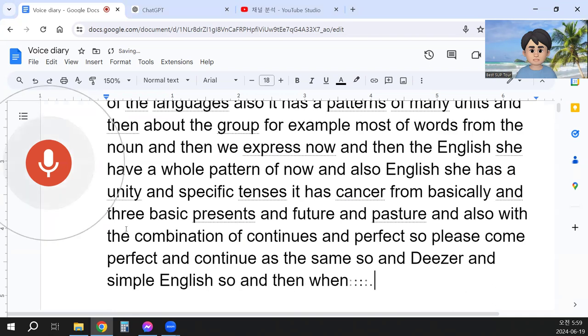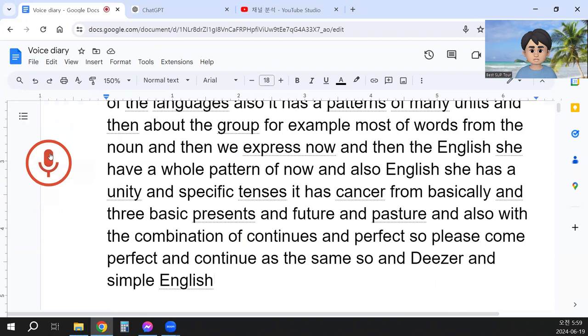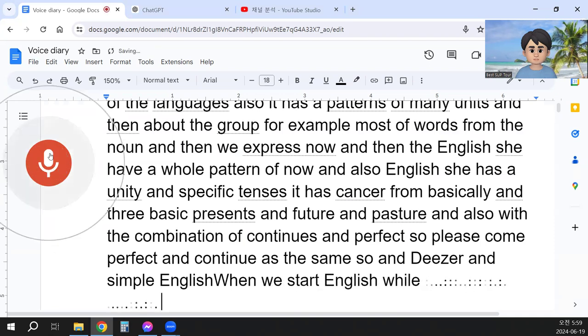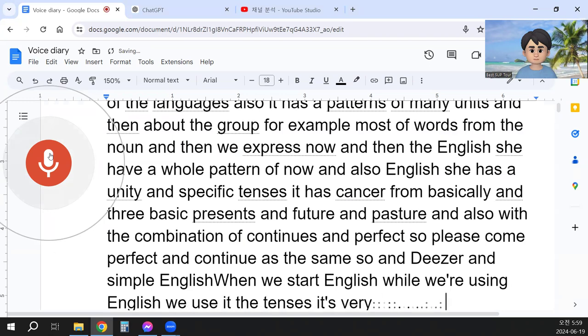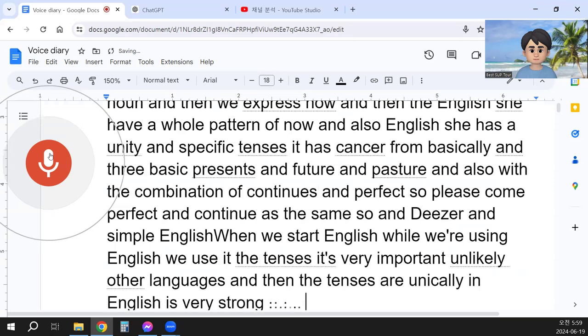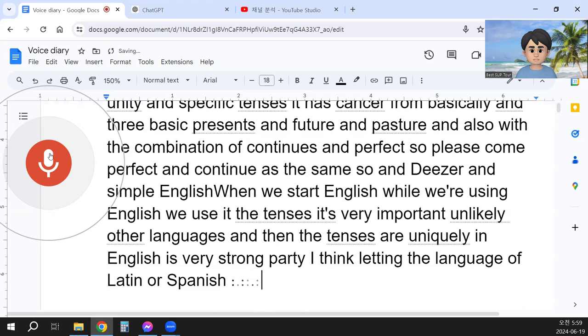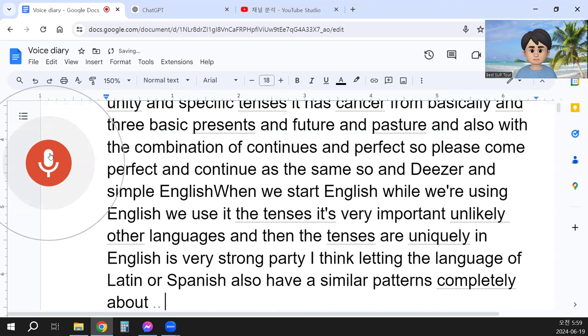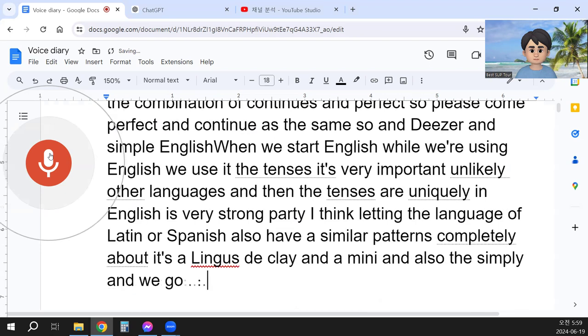When we study English, we use the tenses. Tenses are a very important part. Unlike other languages, the tenses are a very strong part of English. I think Latin or Spanish also have a similar pattern of these concrete tenses, but it's a unique linguistic phenomenon.